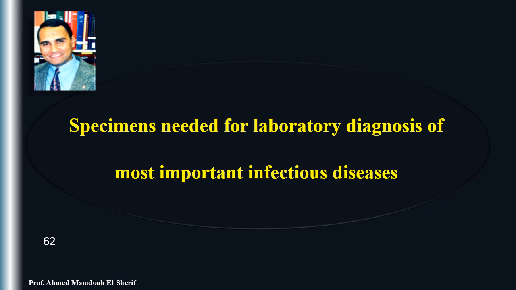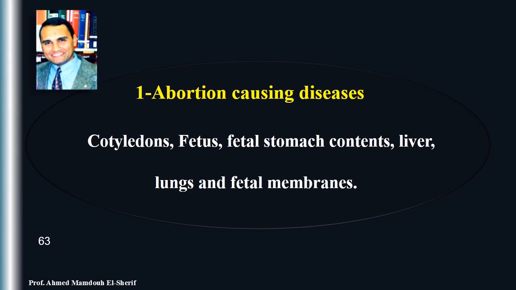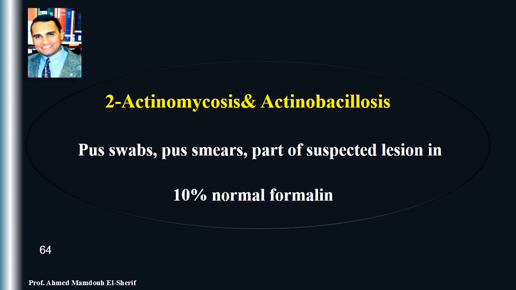Specimens needed for laboratory diagnosis of the most important infectious diseases will be the following. In case of abortion-causing diseases, the samples will be cotyledons, fetus, fetal stomach contents, liver, lungs, and fetal membranes. In case of actinomycosis and actinobacillosis, the samples are pus swabs, pus smears, and part of the suspected lesion in 10% normal formalin.